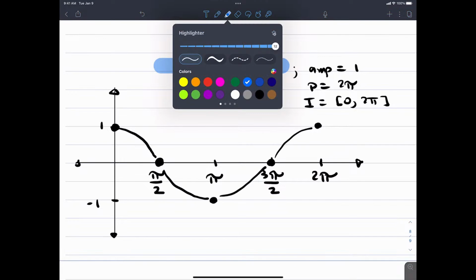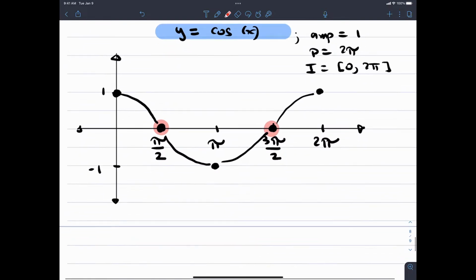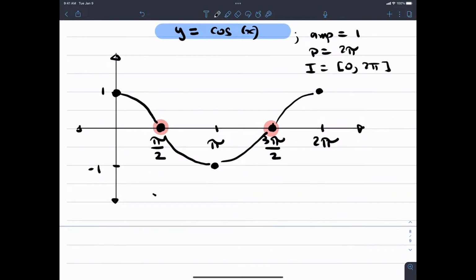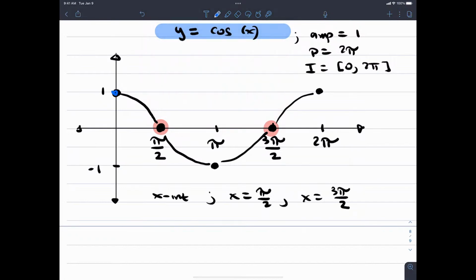The cosine curve has 2 locations for what? X-intercepts. So if you said, okay, what are the x-intercepts? Well, it happens when x is what? Pi over 2, and when x is 3 pi over 2. Okay? And you say, what about this special point?